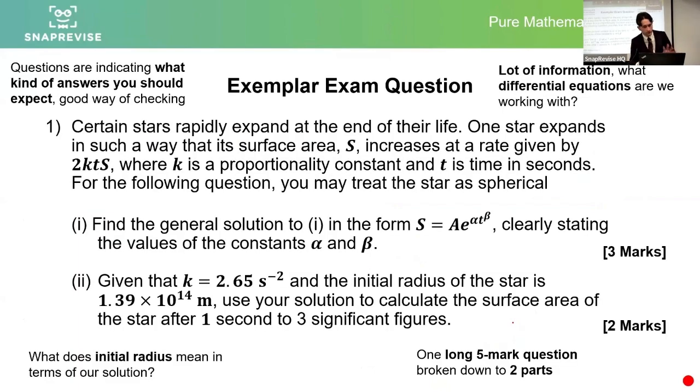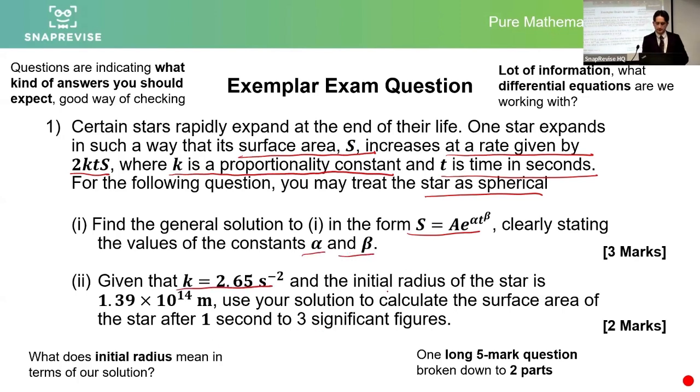So certain stars rapidly expand at the end of their life. One star expands in such a way that its surface area, S, increases at a rate given by this. So the surface area, that will probably be d capital S dt, where k is a proportionality constant and t is a time in seconds. And we're going to think of the star as a sphere. Find the general solution to part I in this form, stating the constants alpha and beta.